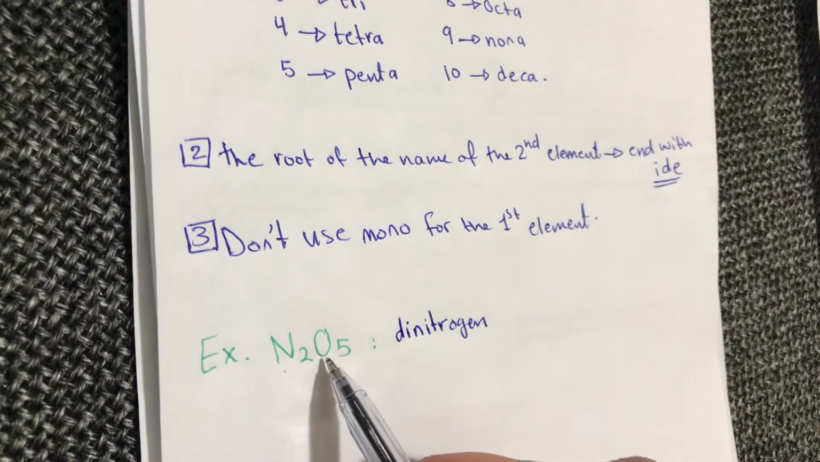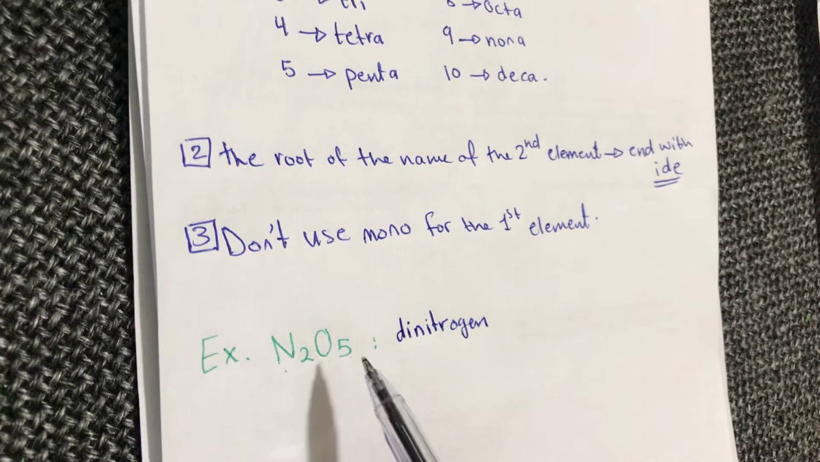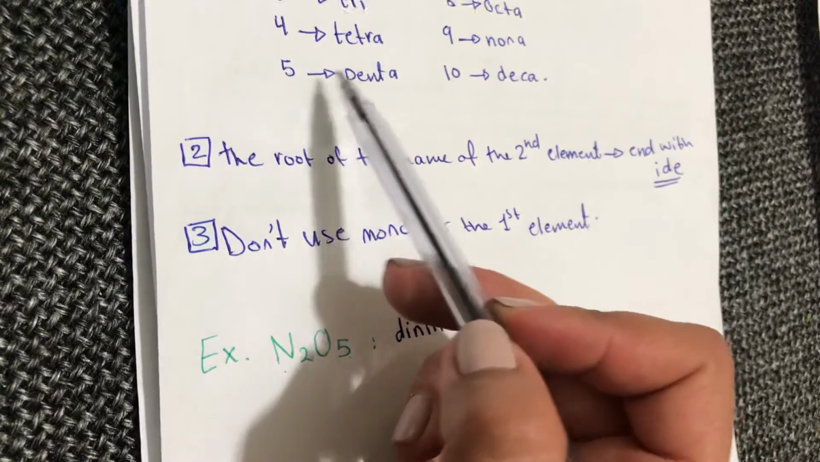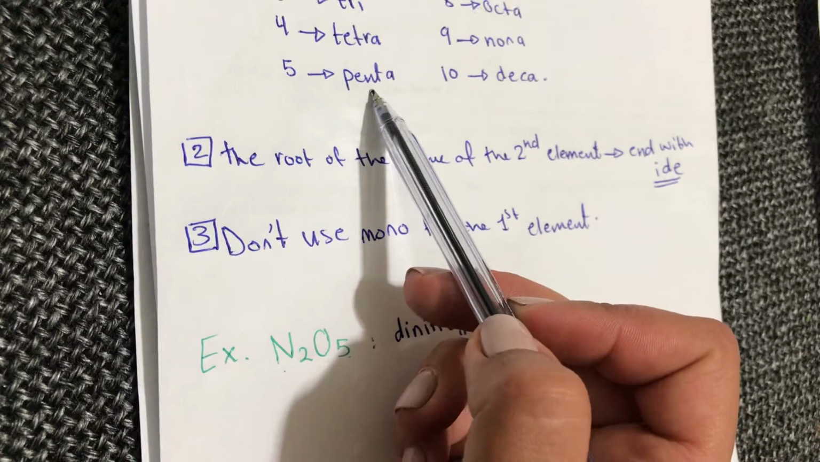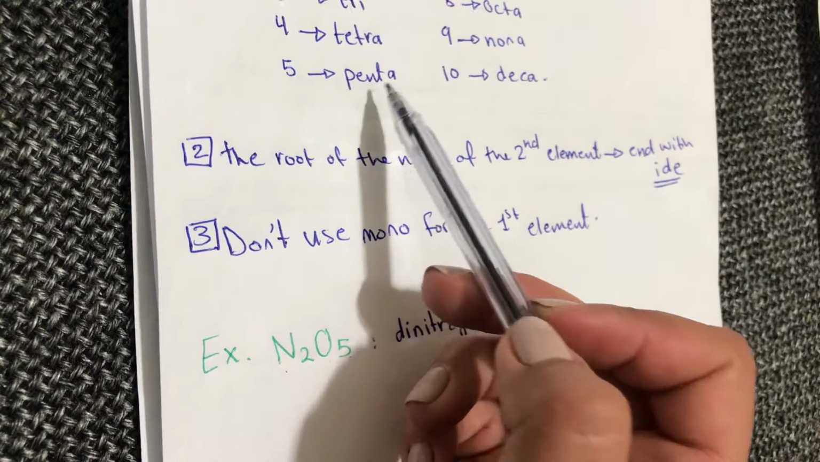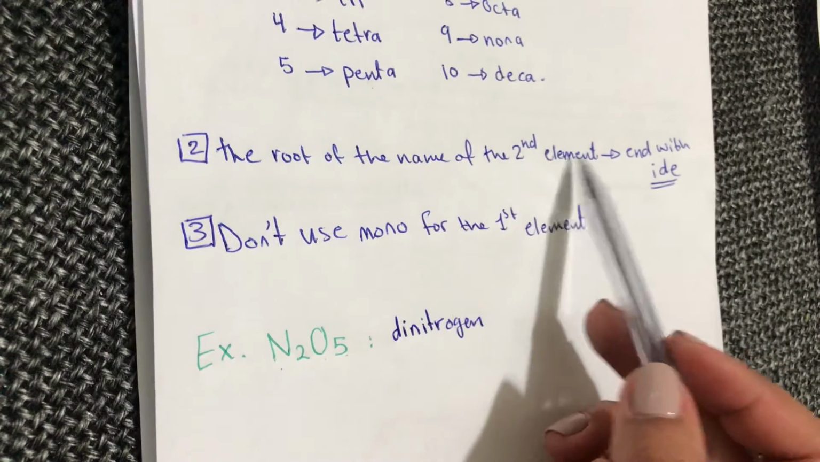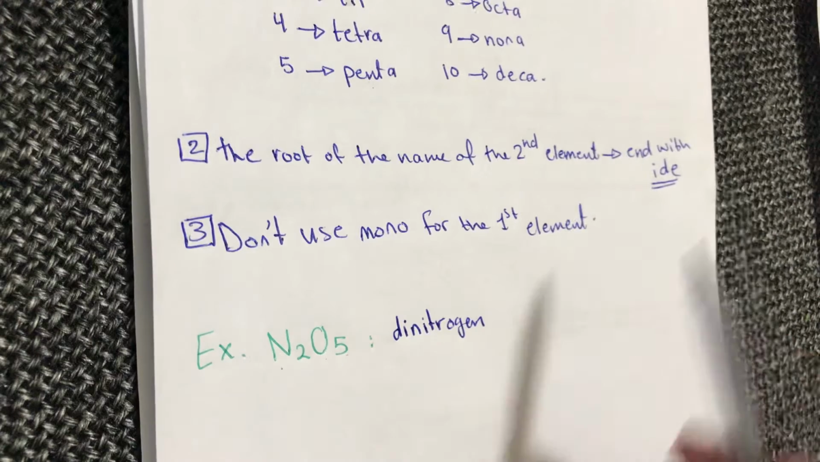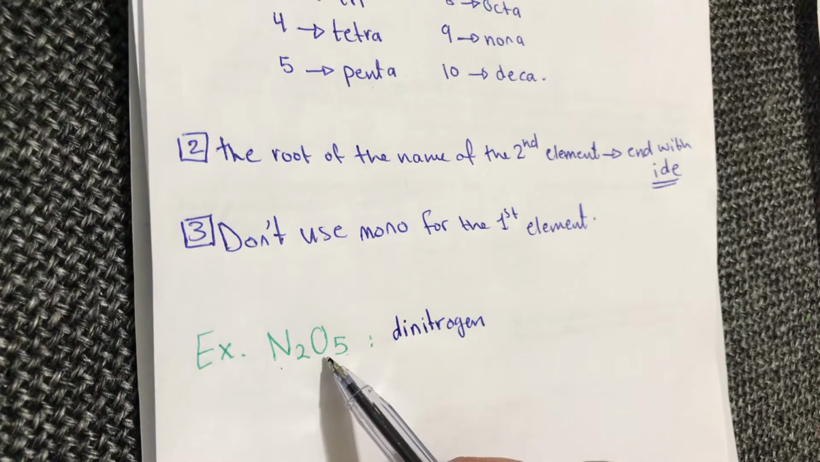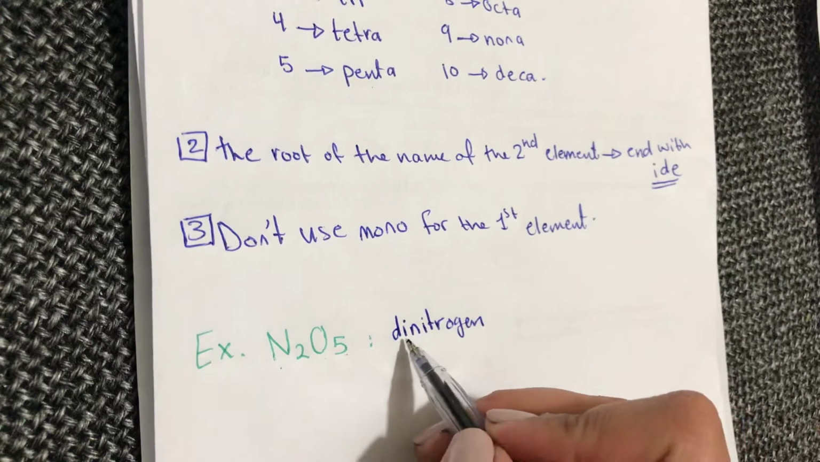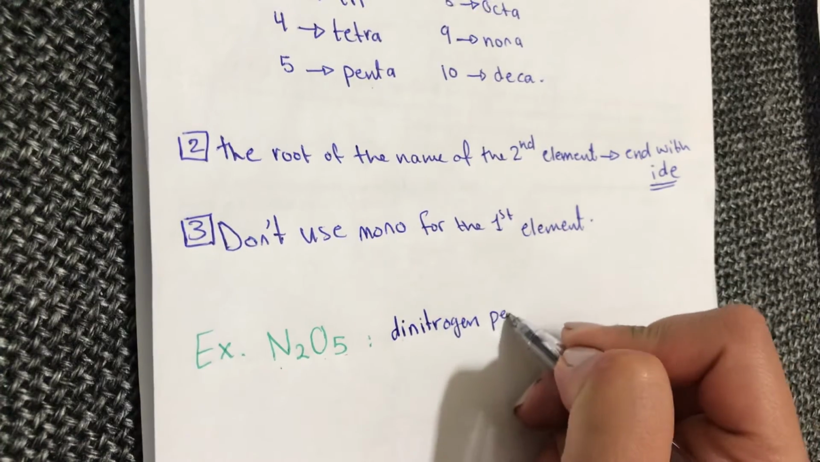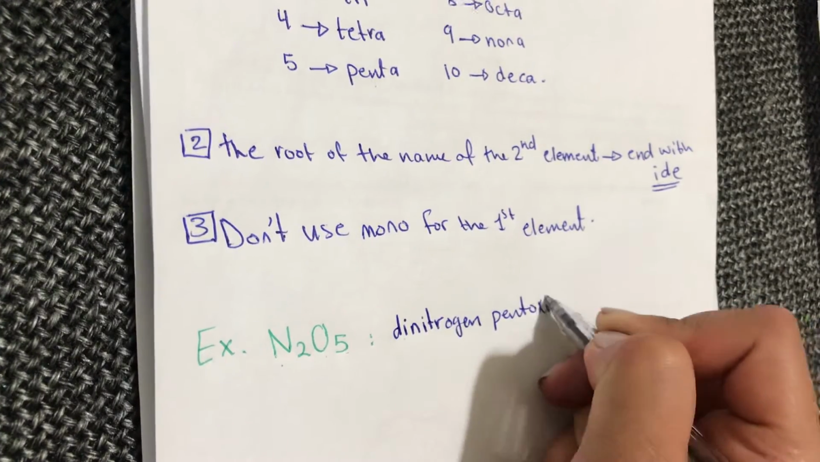Now, what about oxygen? How many oxygen atoms? 5. So which prefix indicates 5? Penta. So you have to start the name with penta. Now the second element, rule number 2, the root of the name of the second element must end with IDE. So instead of oxygen, oxide. So here the name is dinitrogen pentoxide.